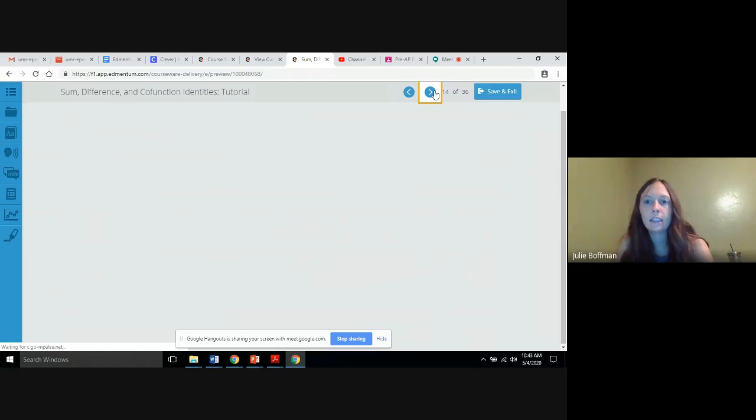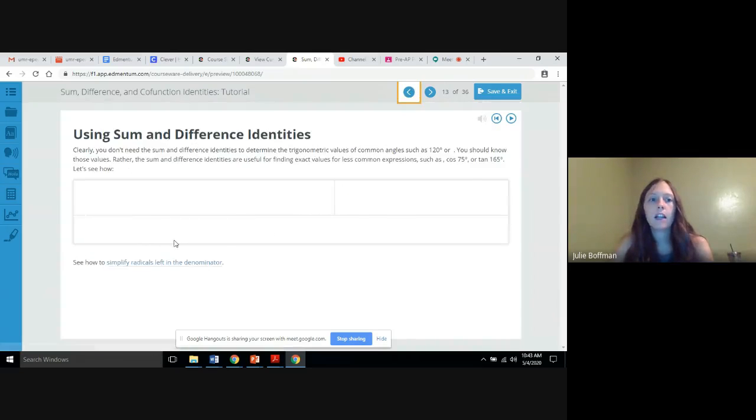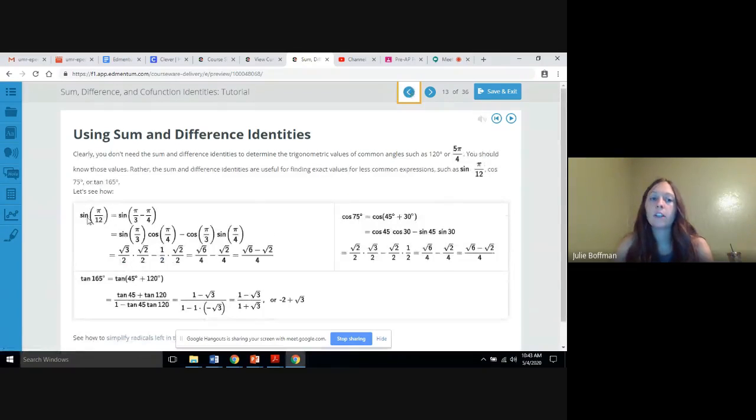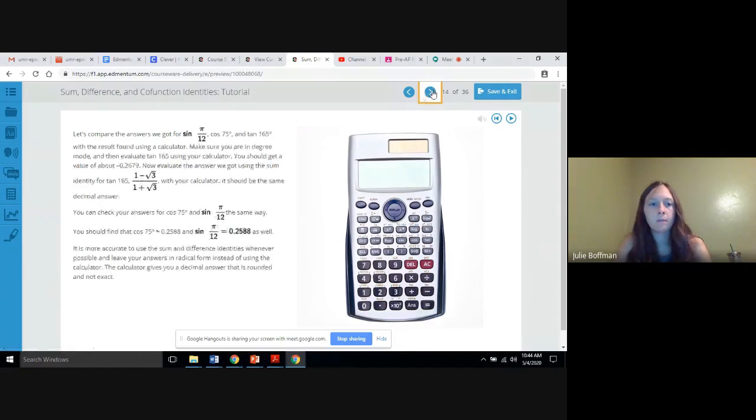Okay, the next slide is just showing you that you could check your work in your calculator. So what we could have done is type sine of pi over 12 in the calculator in radian mode, and then type this answer in the calculator and see if it's the same decimal. But that's not going to help you on your test other than to check, because you can't type a decimal as an answer. But you can check your answers that way.